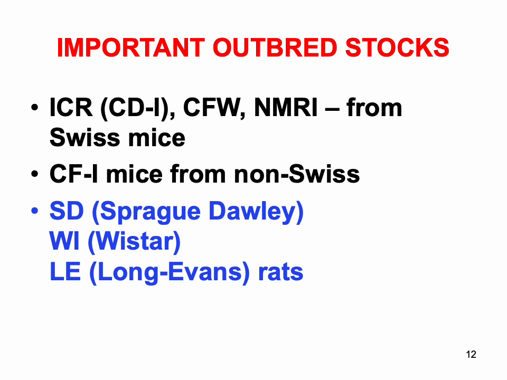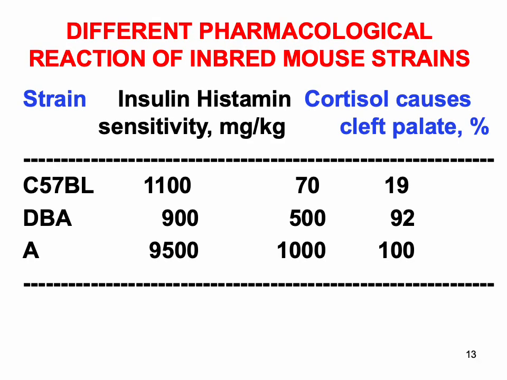Important outbred stocks today are the ICR, this is a CD1, the CFW, and the NMRI. All three derive from the original Swiss mice in the USA. And the SF1 mice are from a non-Swiss mouse. And SD Sprague Dawley, Wistar, and Long Evans rats are the most important outbred stocks today. During long-term experiments, in particular if consistent genetic variation is essential, the use of an outbred stock is inadequate due to the gradual change of the gene pool.